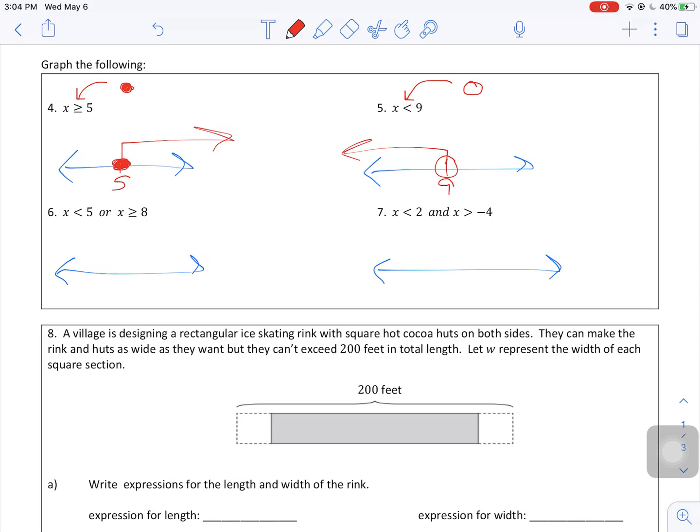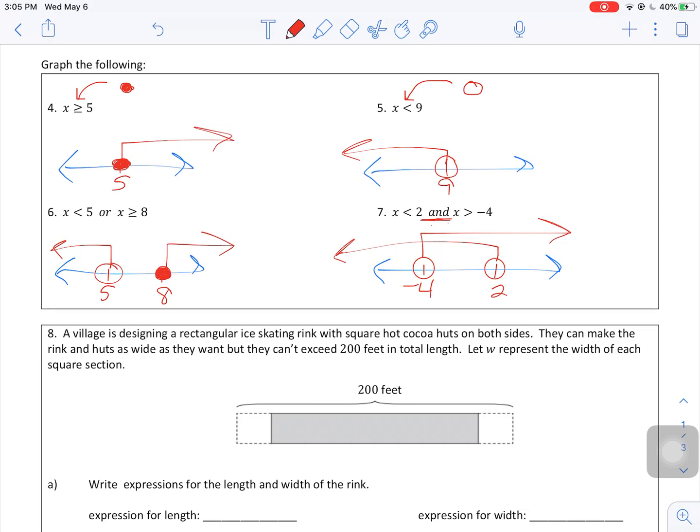On 6, you have a 5 and an 8. X is less than 5, and there's no little half equal sign, so you want an open circle. And then x is greater than or equal to 8, so there is the little half equal sign. So closed circle at 8, and then shade to the right. Number 7, we have a negative 4 and a 2. X is less than 2, so no little half equal sign, so open circle, and then shading left. And then x is greater than negative 4, so open circle and shading to the right.